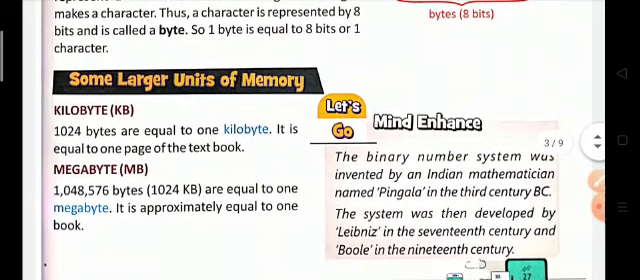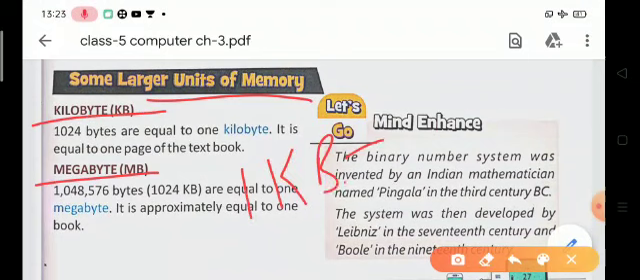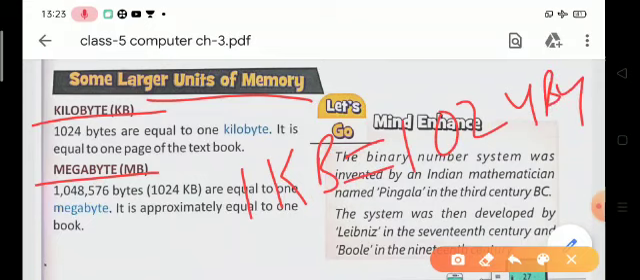Some larger units of memory are kilobyte, megabyte, gigabyte, and terabyte. The first one is kilobyte. 1 KB is equal to 1024 bytes. And 1 MB, 1 megabyte, is equal to 1024 kilobytes.